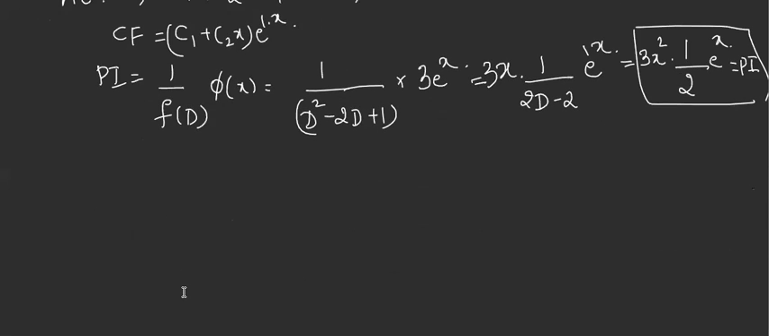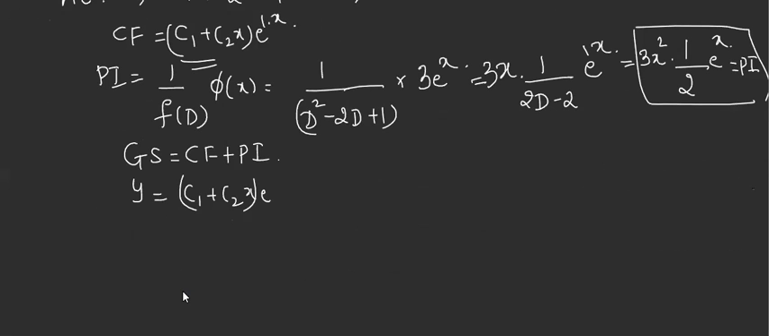So when PI is done, write GS. How to write it? CF plus PI. In place of GS, you write y. CF is what? You have got the entire thing. What is my PI? 3x square e raised to x divided by 2.